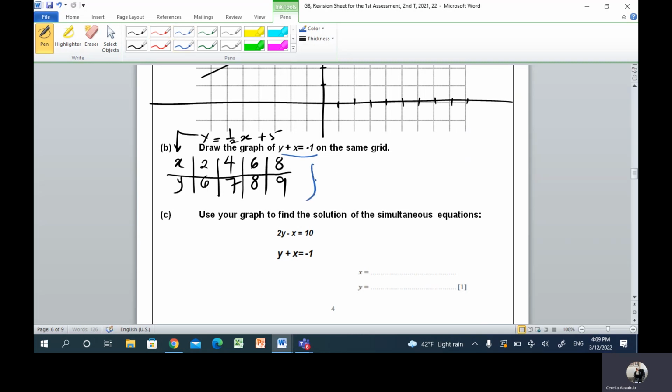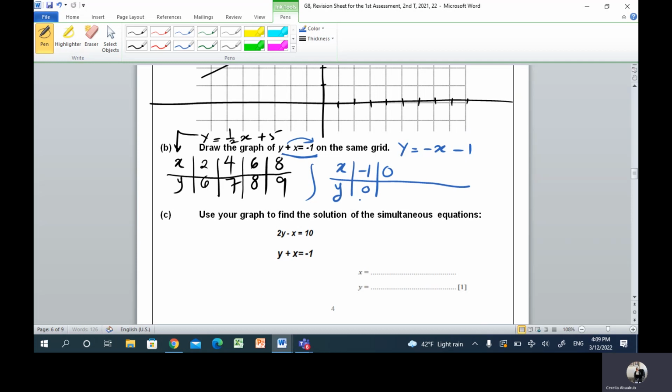We're going to do another table where, if we want to write this one in the form of y is equal to mx plus c, it will be y equals -x minus 1, because we're going to transfer the x to the other side of the equal sign, so it will become -x. So we're going to choose values for x and values for y. Okay, what if x is equal to, let's say, -1. So you will say -1 times -1 is 1, 1 minus 1, this one will be a 0.